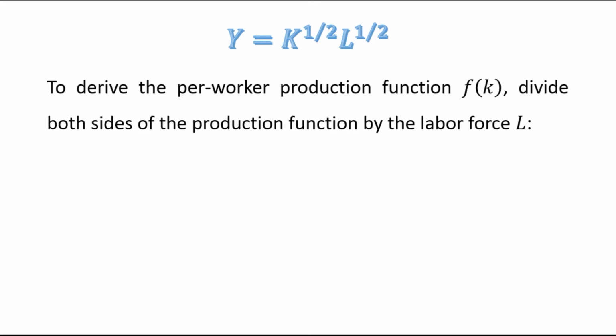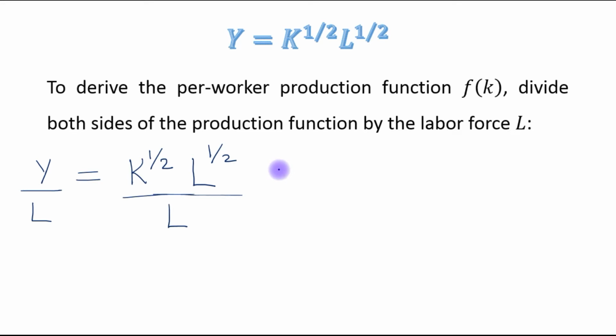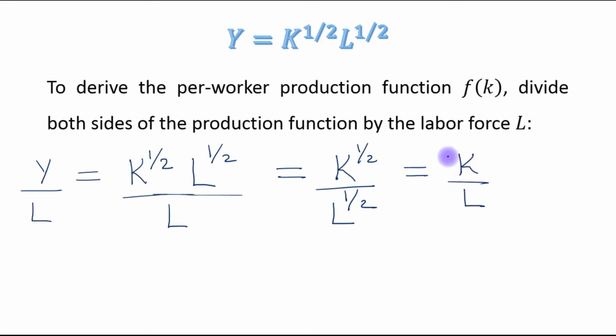To derive the per worker production function, that is F(k), divide both sides of the production function by the labor force, that is L. So y by L equals k raised to power half times L raised to power half upon L, equals k raised to power half upon L raised to power half, equals k by L raised to the power half.